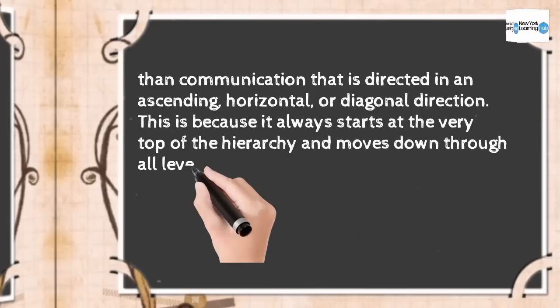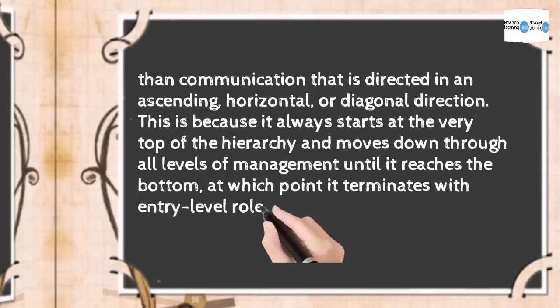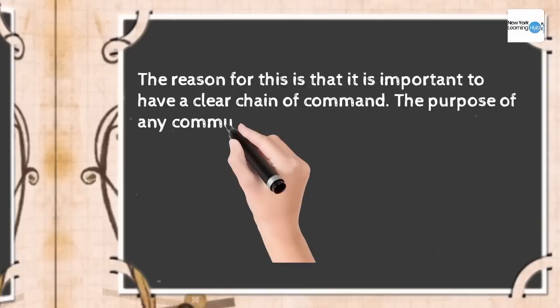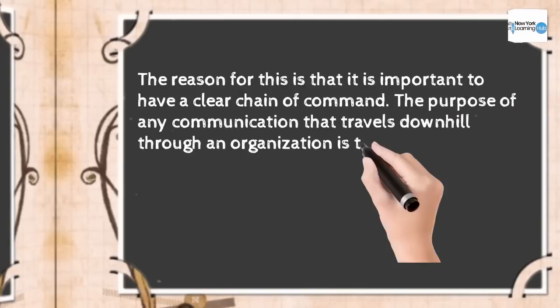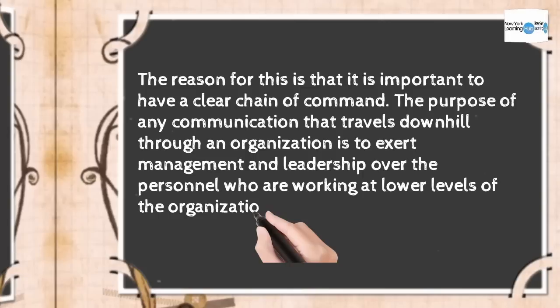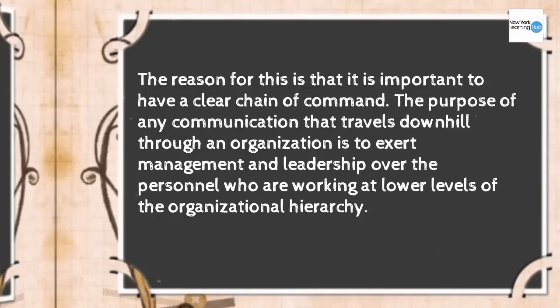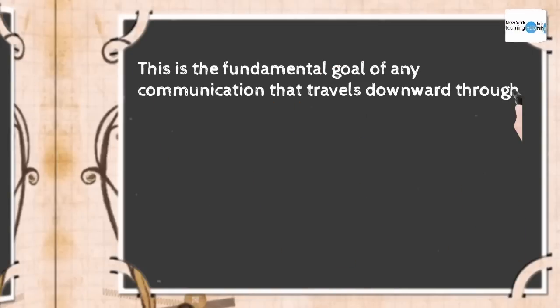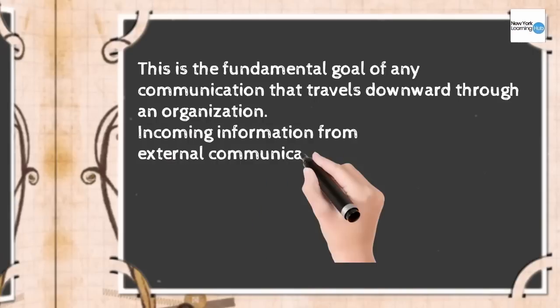Downward communication is going to be more successful in the majority of situations than communication directed in an upward, horizontal or diagonal direction. This is because it always starts at the very top of the hierarchy and moves down through all levels of management until it reaches the bottom, at which point it terminates with entry-level roles. The reason for this is that it is important to have a clear chain of command. The purpose of any communication that travels downward through an organization is to exert management and leadership over the personnel who are working at lower levels of the organizational hierarchy.